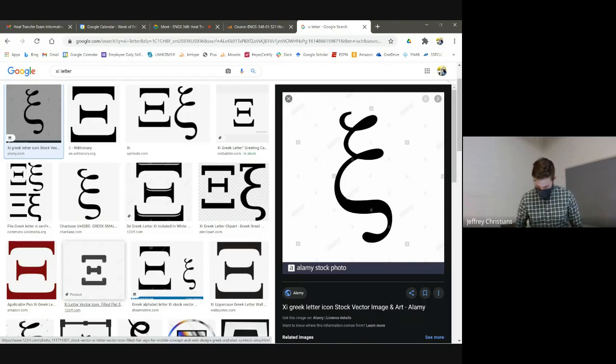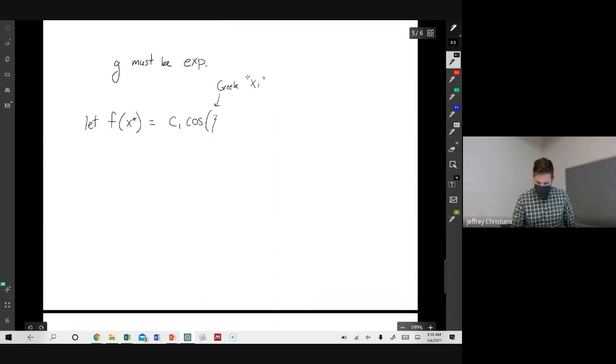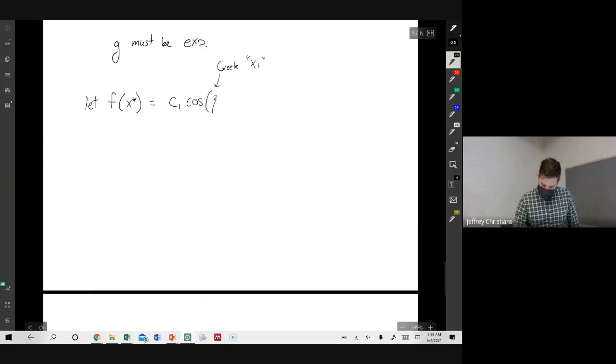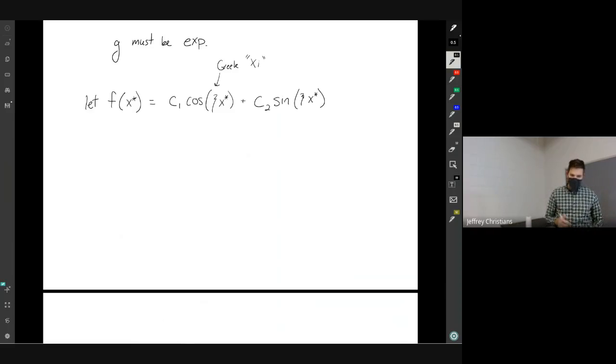I would struggle. Okay, so C, times, so that's going to be our constant. We don't know what that is. Times x star plus, oh, okay, and it could be sine too. So C2 sine C x star. Okay, so this is our function f. Again, it's just kind of a generalized function.